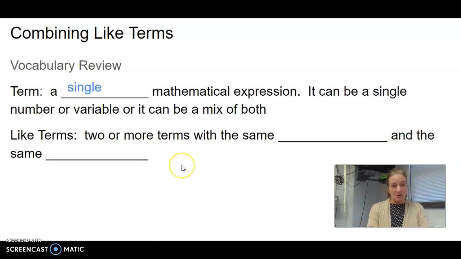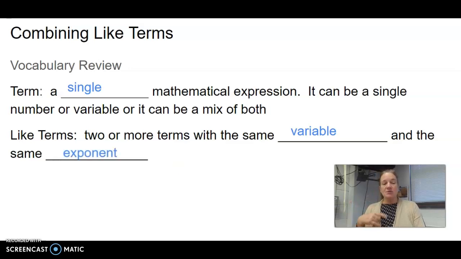Like terms are 2 or more terms with the same variable and the same exponent. So if one has an x, the other one has to have an x. If one has an exponent of 2, the other one has to have an exponent of 2. And let's go over some examples.